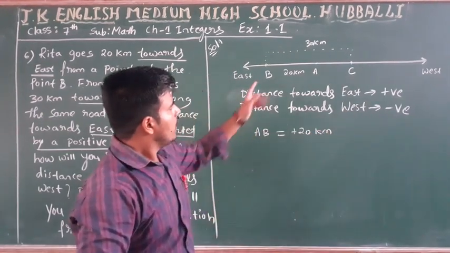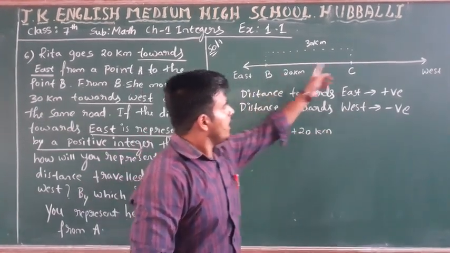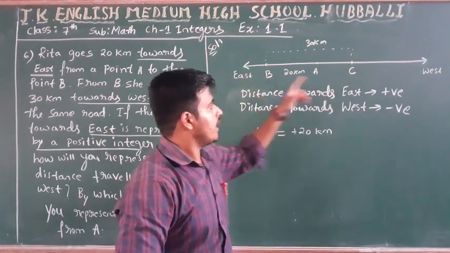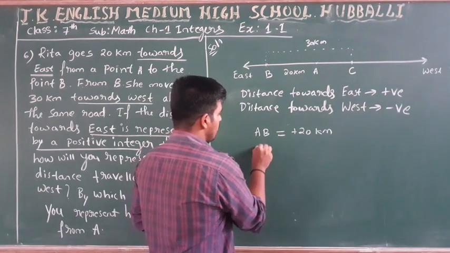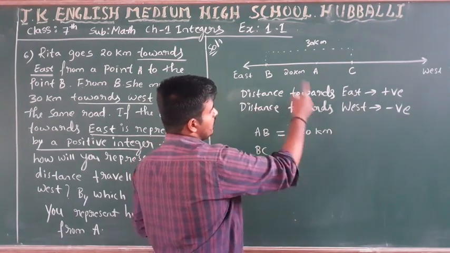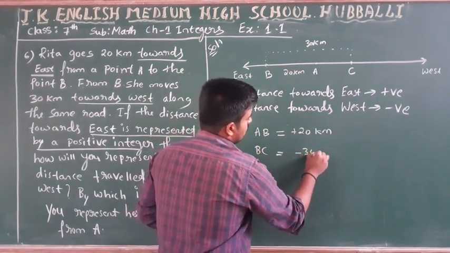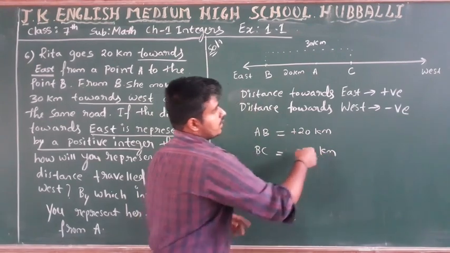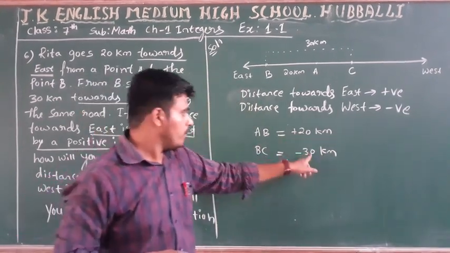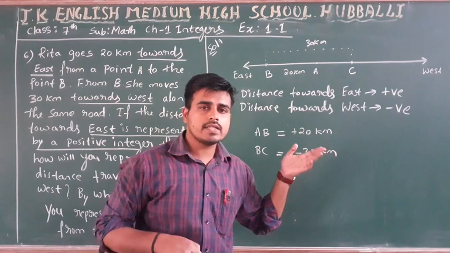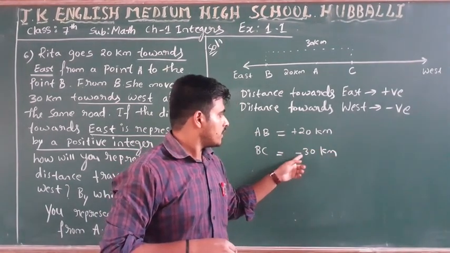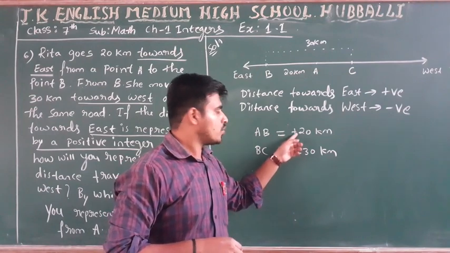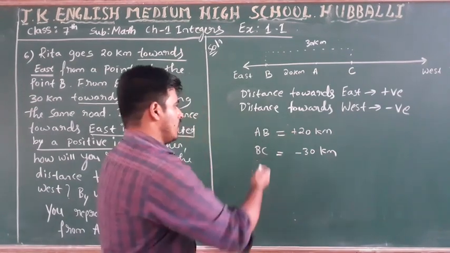Now, from B to C is in which direction? West direction. How much gap? 30 kilometers. So BC will become what? BC will become minus 30 kilometers because it is towards the west. And if you write minus, no need to tell it is east or west because minus only represents that it is in the west direction. Plus shows it is in the east direction.